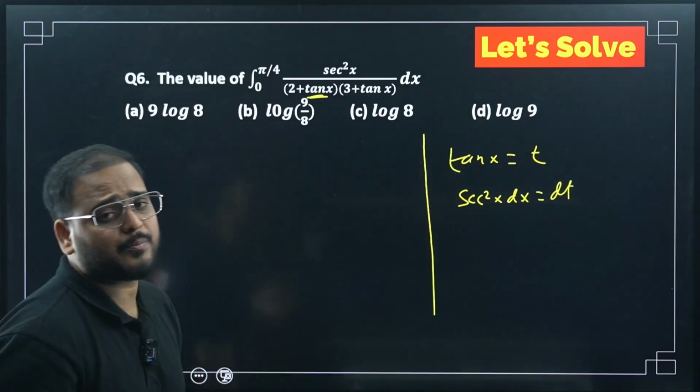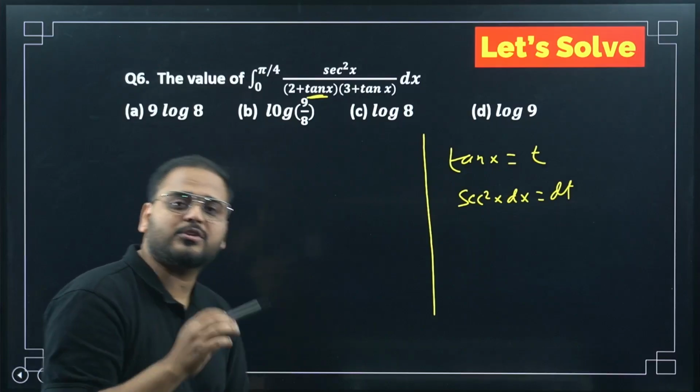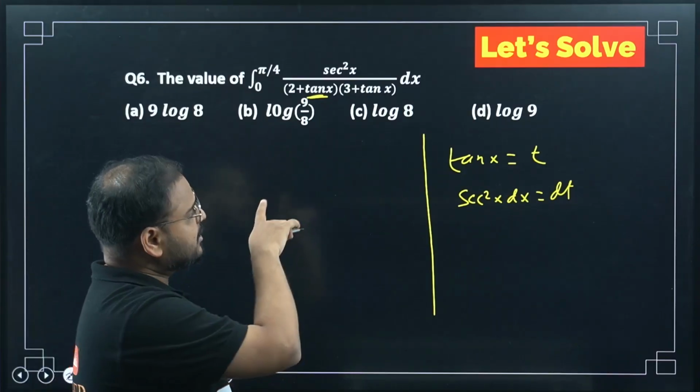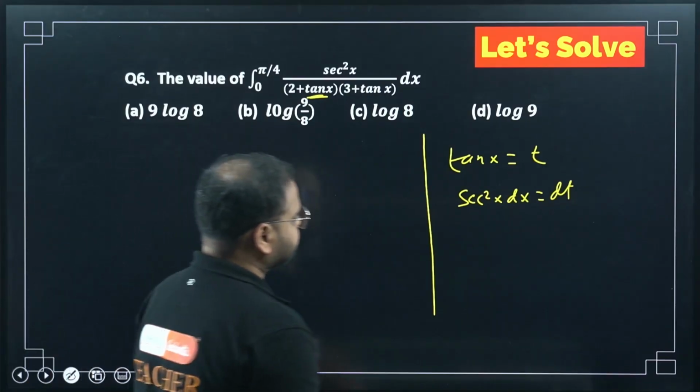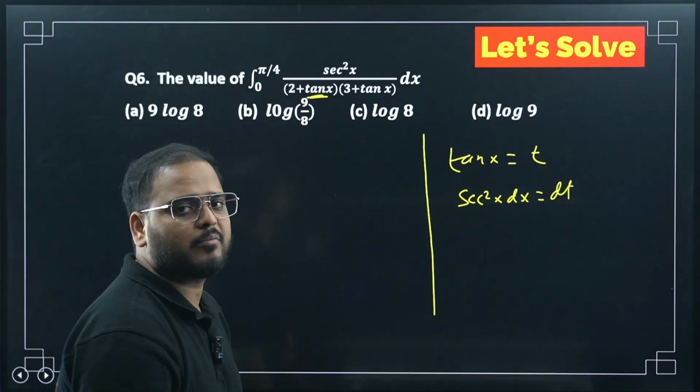So, I have taken revision based upon today's session on partial fractions. There are more questions on partial fractions. I have given one of the questions. This you have to solve from your side. Okay, sec square x dx upon dt. I'll give you the answer, but you have to solve from your side.